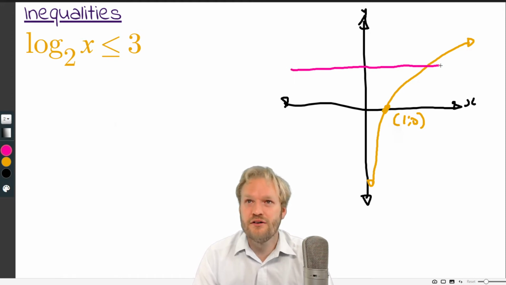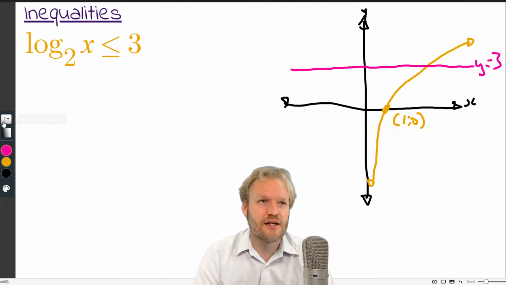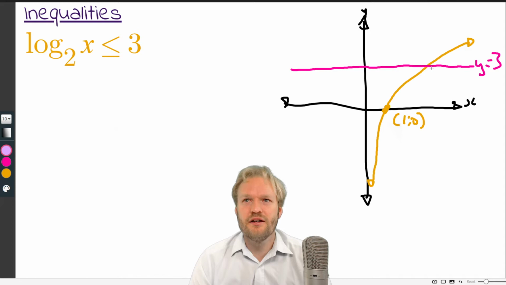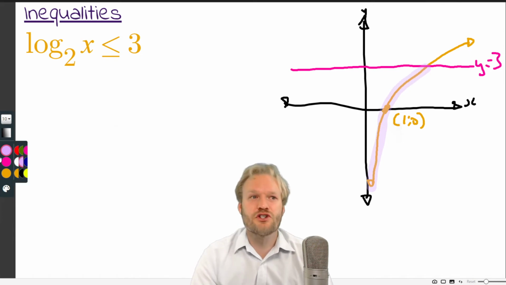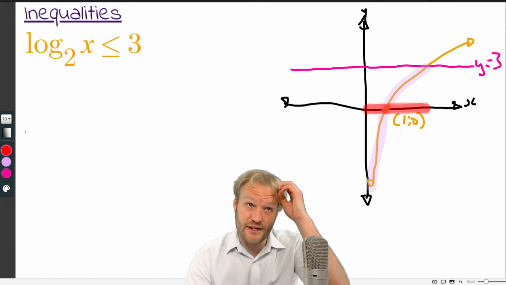So if we drew the line y equals 3, what we're trying to work out is, what are the x values that make this less than 3? So let's highlight it. The bit of the graph we're interested in is that bit. So what we're interested in describing is, what are these x values that make that true? So the graph is less than 3 here, so what we need to describe is these x values, where that's going to be the case.